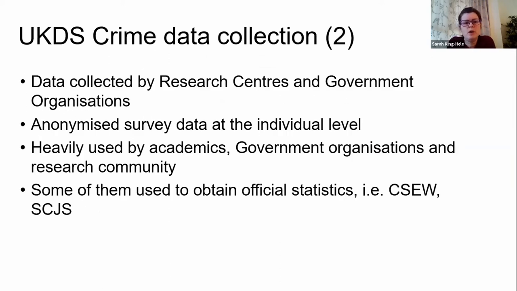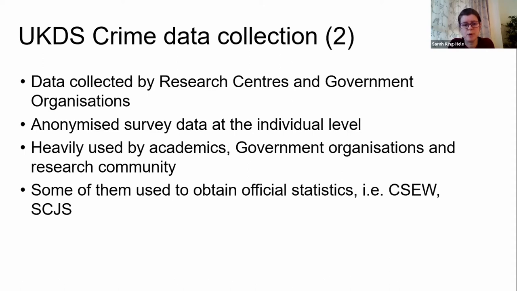Okay then, so what's actually in our crime data collection? So the data tend to be collected by research centres and large government organisations. And in terms of survey data, it's anonymised survey data, and it's generally at the individual level. And these data are indeed very heavily used by a wide range of users, including academics, government organisations, etc. And some of them are used to obtain the official statistics used by the government.